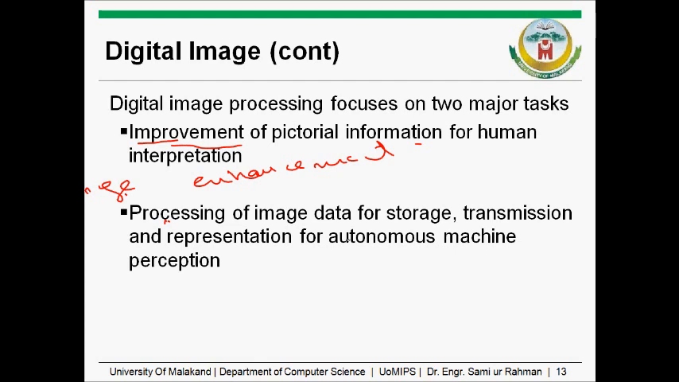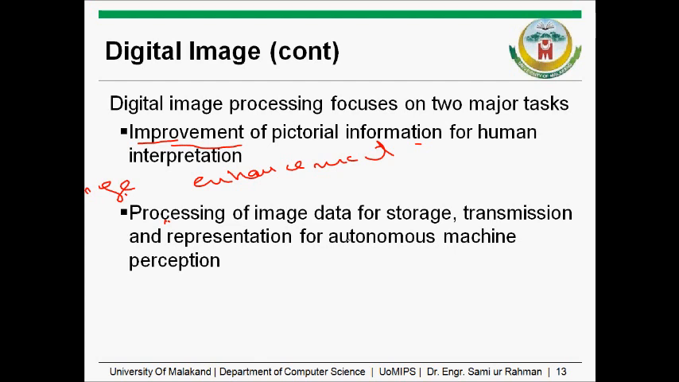So you use image processing for storage, like you want to compress images, and how to compress these images. You want the images to be stored in a way that uses less storage. For that you compress images. So image compression is also an application area of image processing.